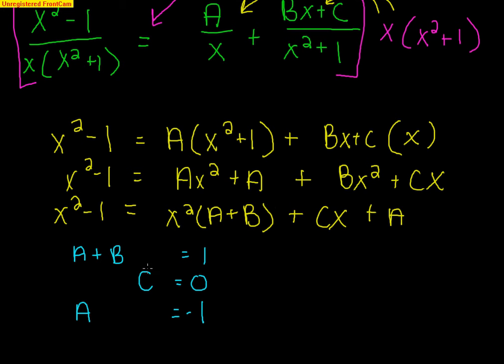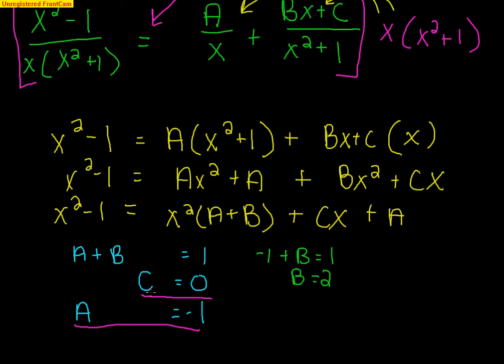So now we already have two of our constants. We have a equals negative 1 and c equals 0. This is a little bit easier than the last one because we can plug negative 1 into our first linear equation to get what b is. So we get negative 1 plus b equals 1. And when you add 1 to both sides, you get b equals 2.